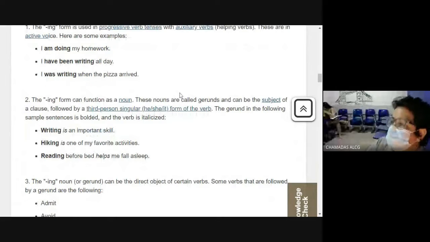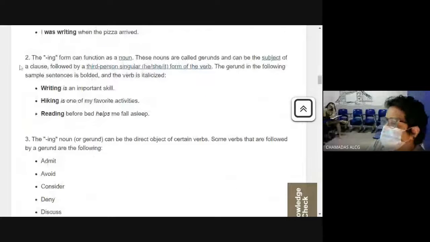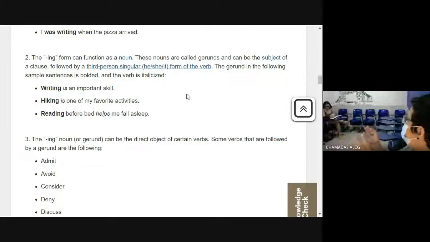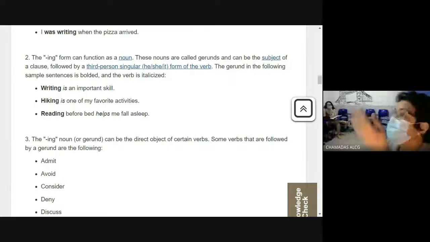So the second situation when I use the verb with the ing form is when I use the verb as a noun. Okay, so I can change this. I can make the verb look like a noun in a sentence, right? And then I can use that verb as the subject of the sentence, for example. Okay, so can you read the examples here, please, Felipe?